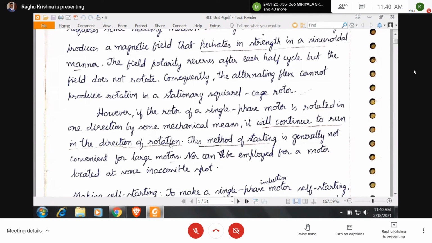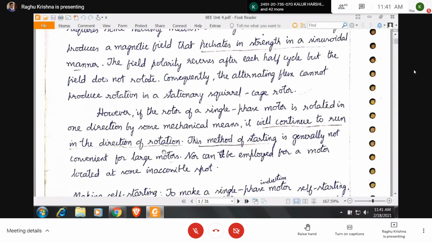Suppose sometimes you may see a ceiling fan that has stopped working. If you try to rotate it, it will start rotating. In that case, if you change the capacitor, it will work properly. So that I am going to explain now.